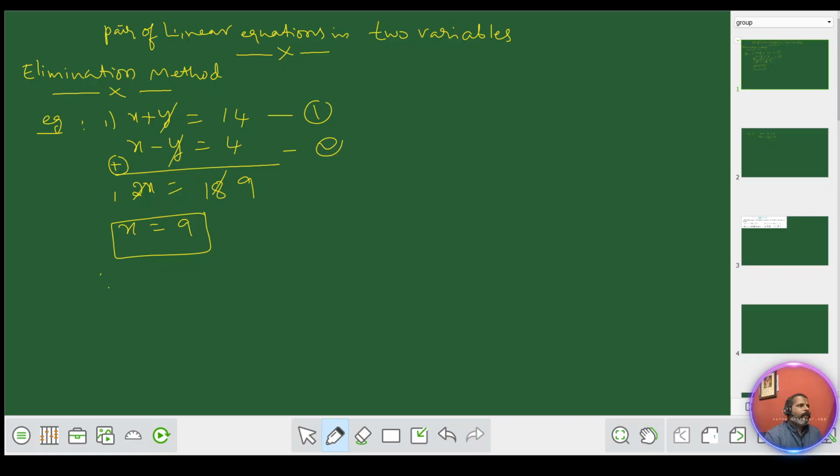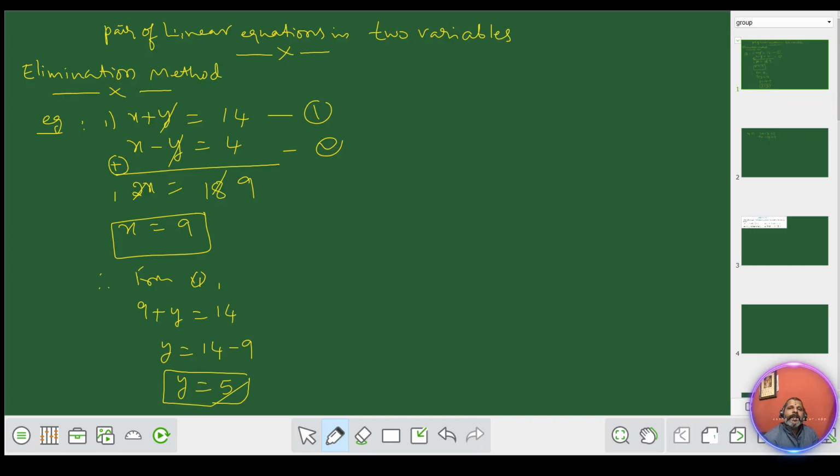Now we substitute this x in any of the equations and we get the y value. I'll write from 1, I substitute in 1. From 1, x plus y means 9 plus y equal to 14, y equal to 14 minus 9, y equal to 5. It is as simple as that.